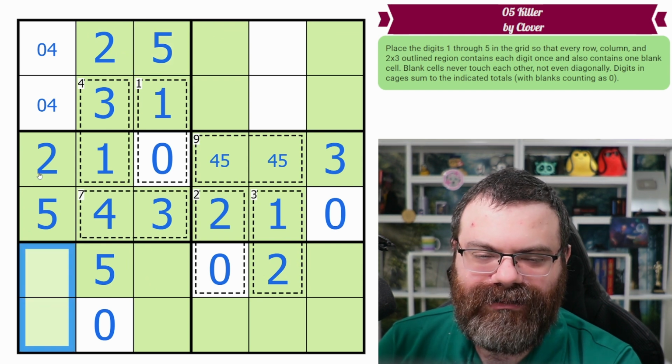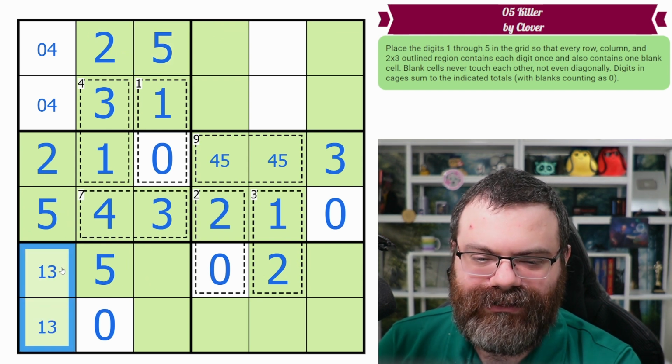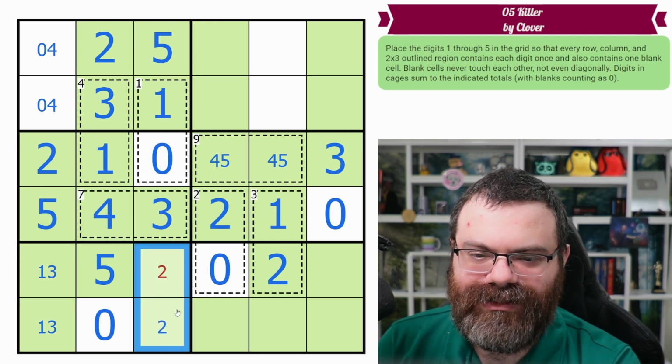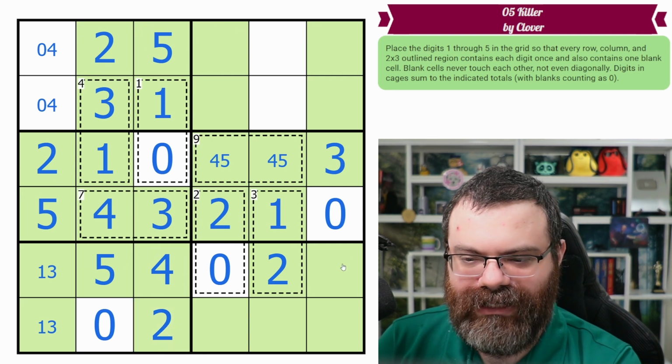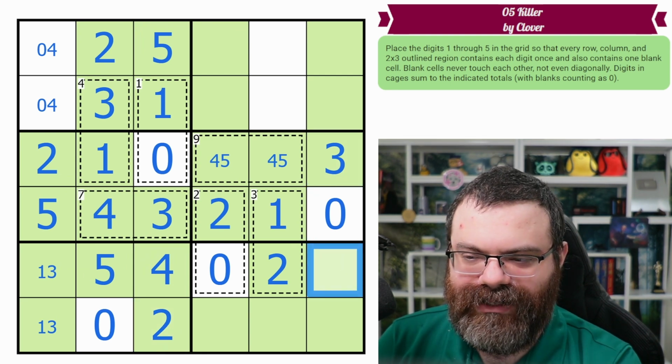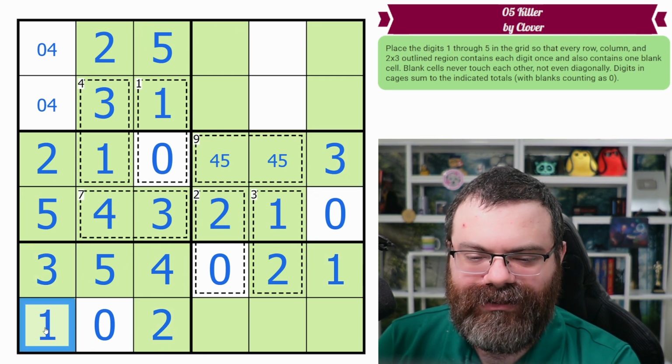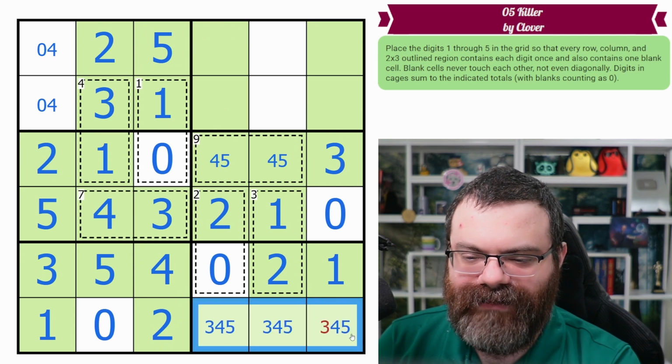This is a pair. It's the 1, 3. And this is a pair. It's the 2, 4. This 2 tells us the order. That's 4 and 2. This is 1 or 3, but it's not the 3. So that's the 1. That's the 3. That's the 1. Down here, we need 3, 4, 5.